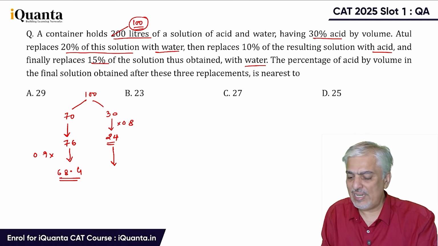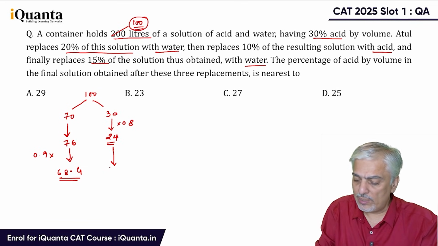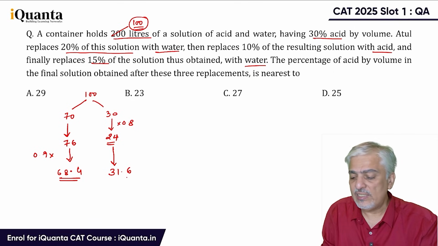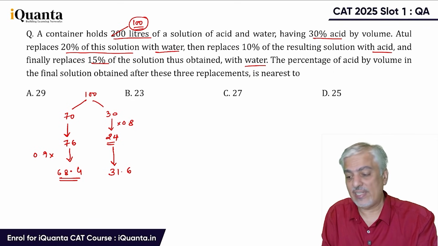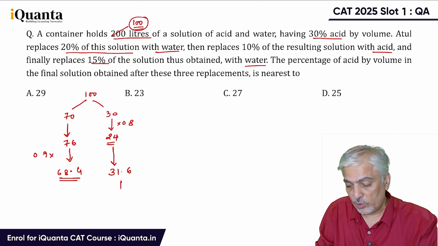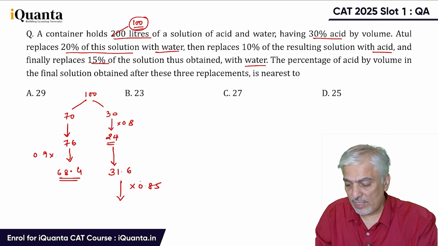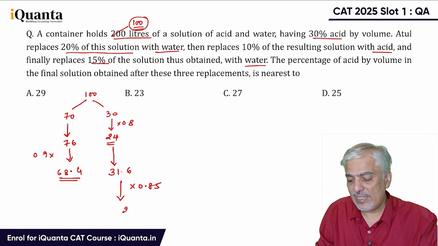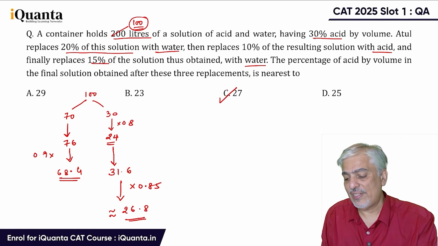So 70, then 30 is left. So 31.6 is left. Now I would say this was the only step maybe where you required a calculator, because that will anyway give you the final answer. Now third time 15% is removed and replaced with water. That means for the third time I just have to multiply this part by 0.85. Yes, this calculation was not oral. So 31.6 into 0.85 comes approximately 26.8 something when you do it on the calculator, which is closest to 27.